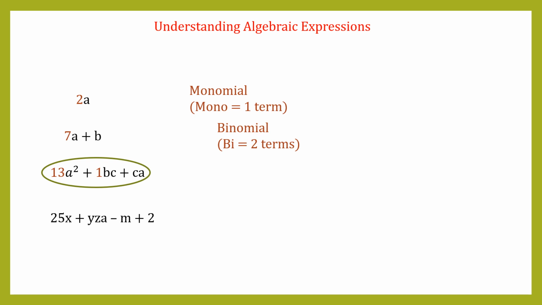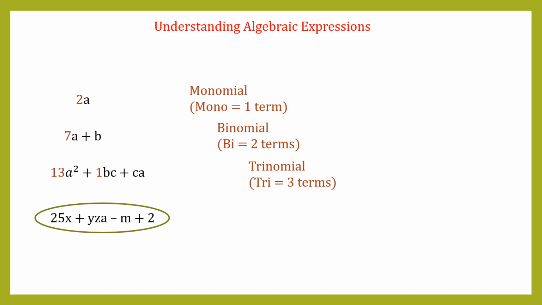Now, what is the coefficient of second term? That is bc. Yes, it's 1. Even if this 1 is not written, it's understood that coefficient will be 1. Next, third term is, yes, it's ca. What is the coefficient of ca? Plus 1. Now, since this algebraic expression has three terms, it will be called as a trinomial, where tri means three terms.